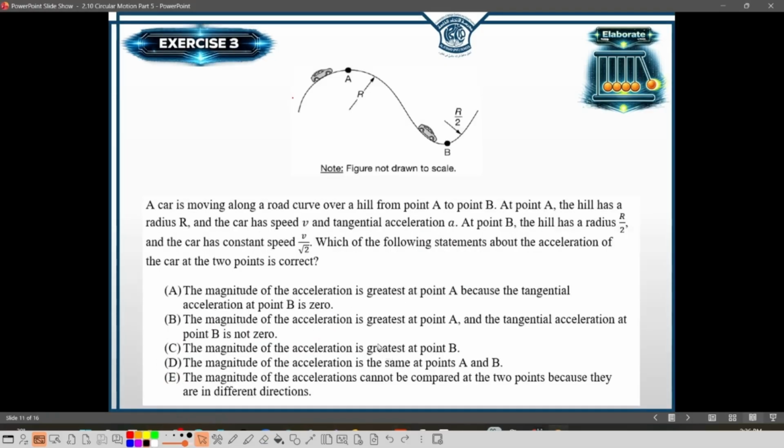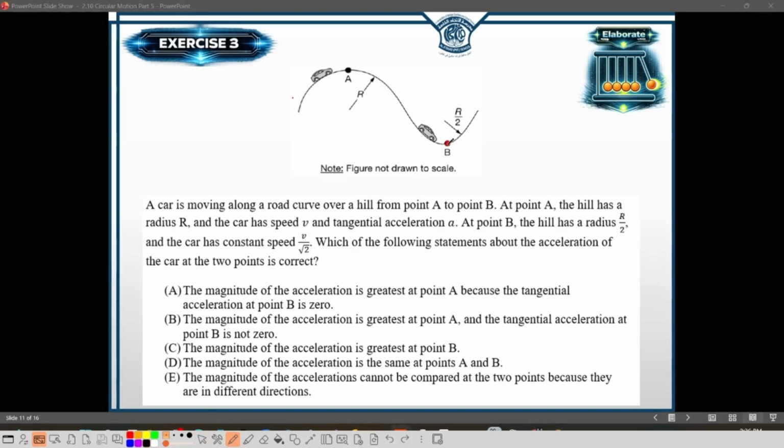The car is moving along the road, curving over a hill from point A to point B. At point A, the hill has a radius r, and the car has a speed v and tangential acceleration a. So we have a speed, and we have tangential acceleration as well. At point B, the hill has a radius r over 2, and the car has constant speed. So here we have only constant speed.